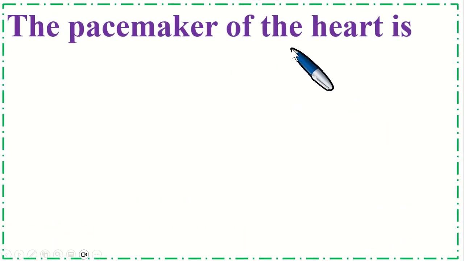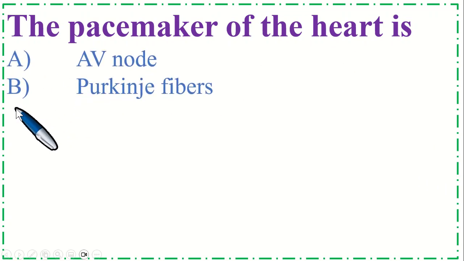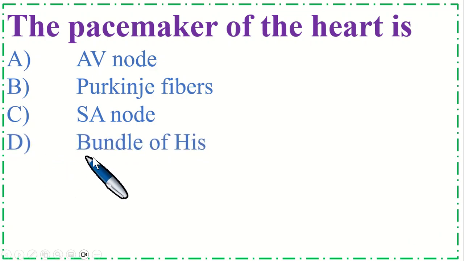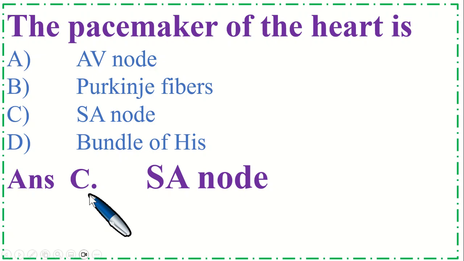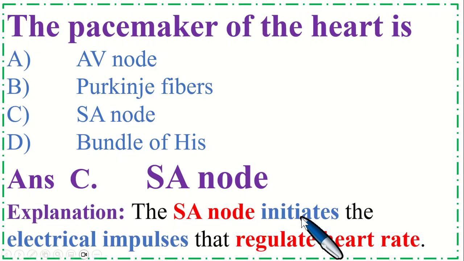The pacemaker of the heart is option A AV node, B Purkinje fiber, C SA node and option D bundle of His. So the correct option is C SA node. The SA node initiates the electrical impulses that regulate heart rate.